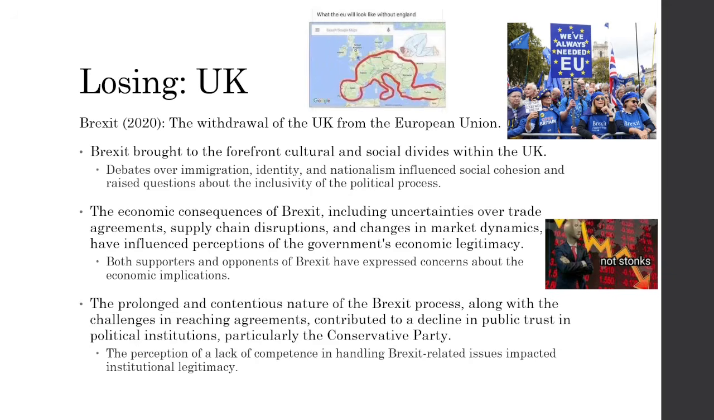The prolonged and continuous nature of the Brexit process: it took a long time. It took years for this to occur. Of course, it wasn't going to happen overnight, but it definitely took way longer than a lot of people would have hoped. This is because of challenges in reaching certain agreements, and also because of the protests and the citizens reacting to Brexit. This contributed to a very big decline in public trust in the political institutions, particularly within the Conservative Party. It was seen that the United Kingdom wasn't competent enough to actually withdraw from it. They didn't have the nerve to get out of the European Union and deal with these Brexit-related issues, and that really impacted their legitimacy.